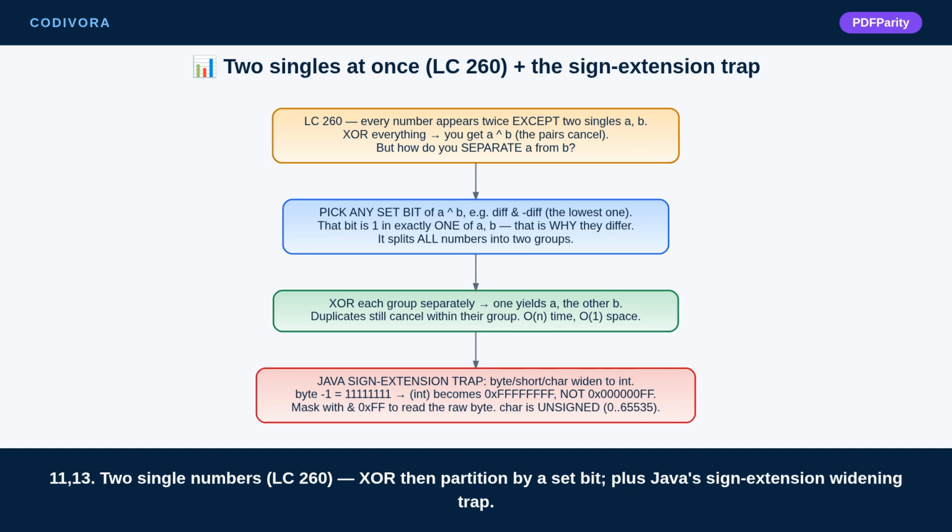Byte, short, and char are widened to int with sign extension. A byte of -1 becomes all 32 bits set, not just 8. So mask with 0xFF to read the raw byte. And char is unsigned, 0 to 65,535.